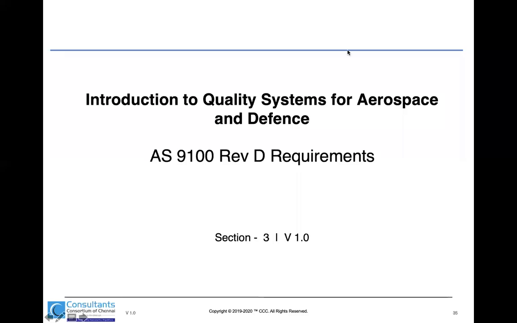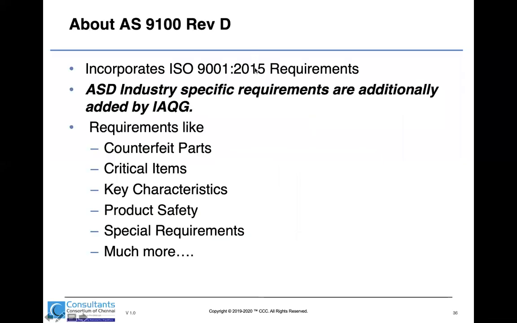I'll move into the AS 9100 revision D requirements, what it is, and how it is different from the basic quality management system ISO 9001. I'm going to highlight a very few important additional requirements. This standard includes the entire requirements of ISO 9001:2015. A lot of industry specific requirements are added by IAQG. Those are all identified in bold italic font in the standard.